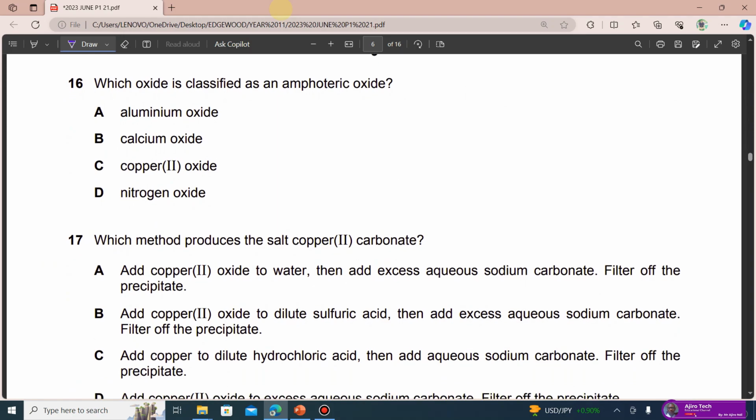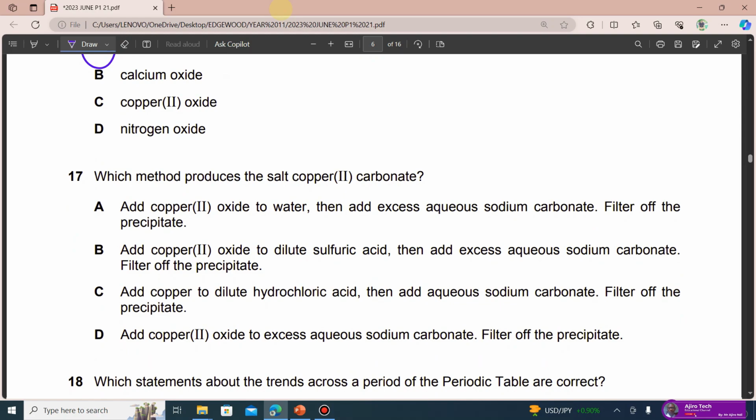Question 16. Which oxide is classified as amphoteric? Now, this is a simple question. It's simply aluminium oxide. You know we talk about metal oxides, and we talk about non-metallic oxides. The metal oxides are basic, and the non-metallic oxides are acidic.